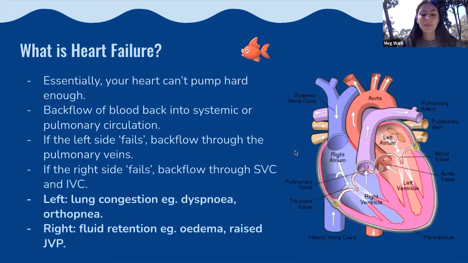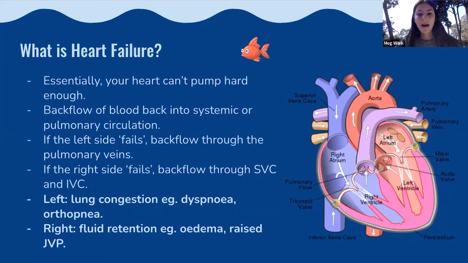What is heart failure? So essentially, the easiest way to think of it is just that your heart can't pump hard enough. And this results in a backflow of blood back into systemic or pulmonary circulation, depending on which half of your heart is failing. Of course, it could also be both sides in congestive heart failure.